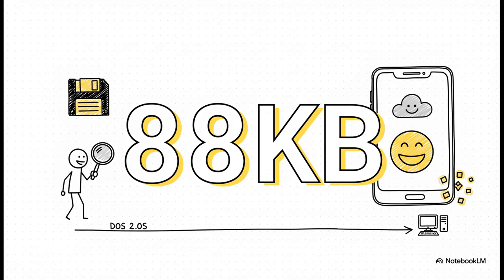And check this number out, because it really puts things in perspective. The standard disk back then held just 88 kilobytes. To give you an idea of how small that is, a single nice photo on your phone today is thousands of times bigger. That little emoji you just sent in a text message? Yeah, that's probably bigger than 88K. Every single byte was precious.